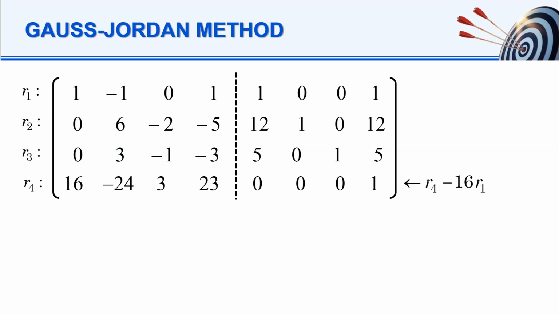This row, obtained as a result of the row operation, replaces the third row. Next, we use the first row to eliminate the 16 in the last row. To achieve this, -16 times the first row is added to the last row.